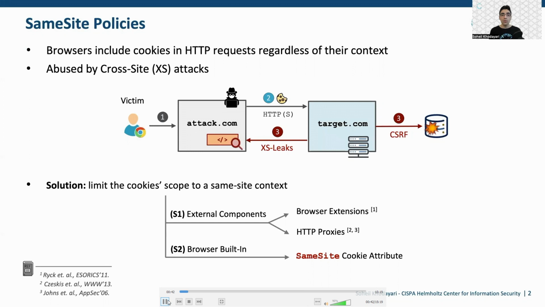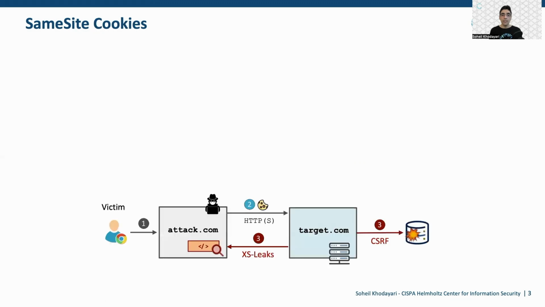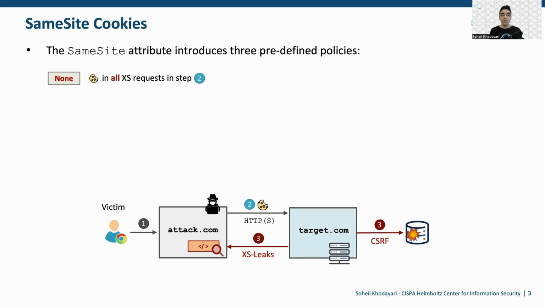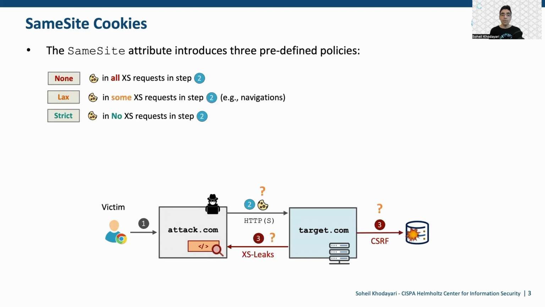However, only recently, Google revamped the idea of same-site policies for cookies by implementing in Chrome the same-site cookie attribute. The same-site attribute defines the context in which browsers can include cookies using three predefined policies. First, we have the none policy, which means cookies are attached to all cross-site requests. Then on the other side of the spectrum, we have the strict policy, which means cookies are not attached to any cross-site request at all. And finally, in between, we have the lax policy, which says cookies are attached to some cross-site requests that are potentially safe, such as top-level navigational requests.